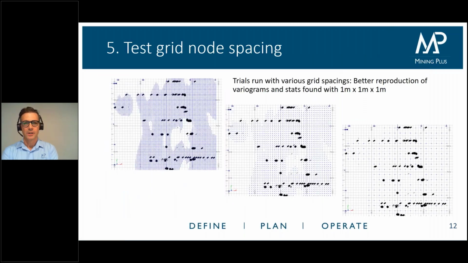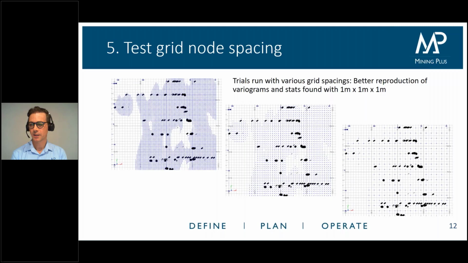So the next step in the process was testing the grid node spacing. We ran various trials and we found that with a grid node spacing of 1 by 1 by 1 meter, we had the best reproduction of the variograms and statistics. And so we went with that.